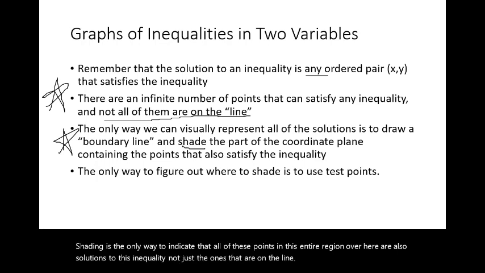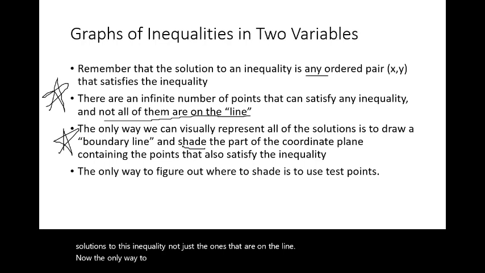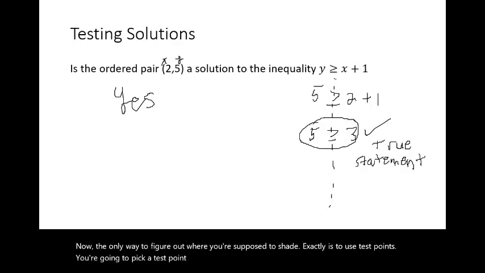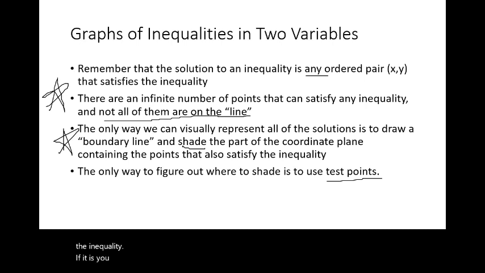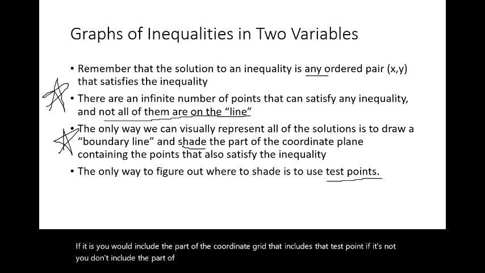The only way to figure out where you're supposed to shade exactly is to use test points. You're going to pick a test point and use this process to figure out if it is a solution to the inequality. If it is, you would include the part of the coordinate grid that includes that test point. If it's not, you don't include the part of the coordinate grid that contains that test point.